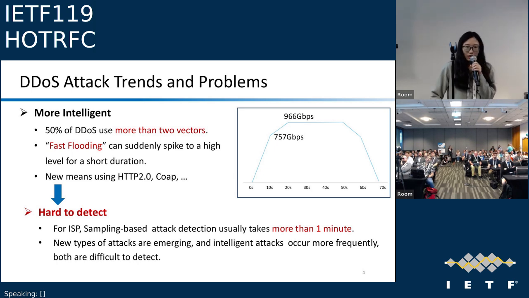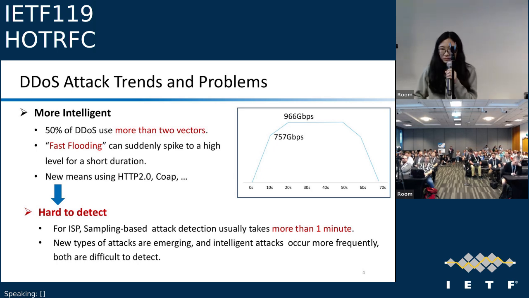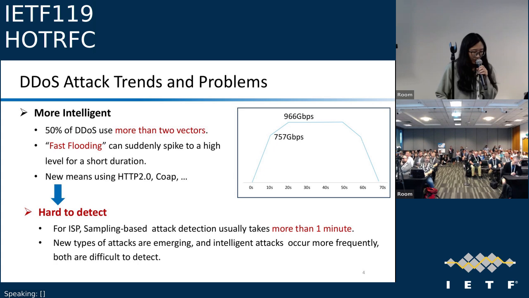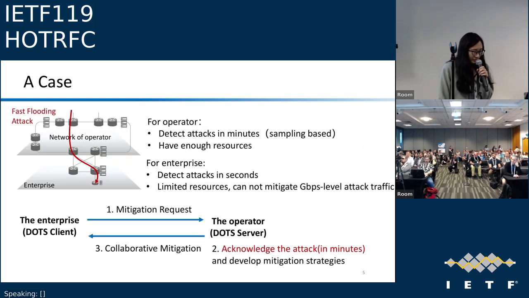And also, this is an example of the fast flooding attack. This kind of attack can suddenly spike to a high level for a short duration, which is hard to detect and also hard to defend. And also there are many new means of DDoS attacks, such as some attacks based on HTTP2 or CoAP. So it's really hard to detect the new means or intelligent ones, for both SPs and enterprises.